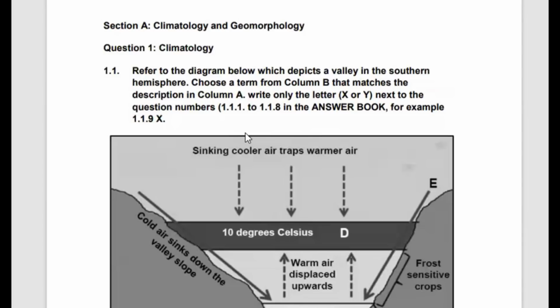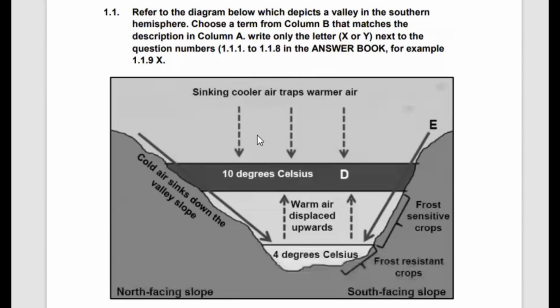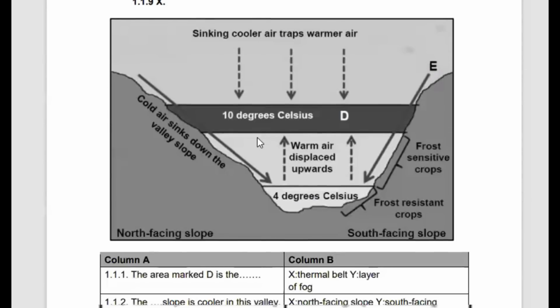Right, the first question says, refer to the diagram below, which depicts a valley in the southern hemisphere. Choose a term from column B that matches the description in column A. Write only letter Y or X. Right, so we are seeing a situation here of our valley climate. We are saying this is typical of a valley climate in the southern hemisphere. Right, I will try to illustrate the situation of the valley and the associated conditions in a valley.